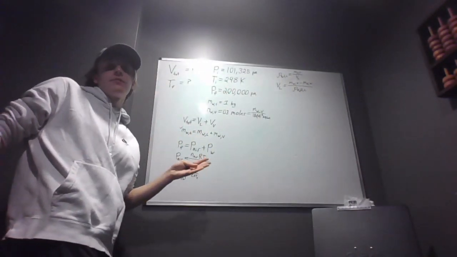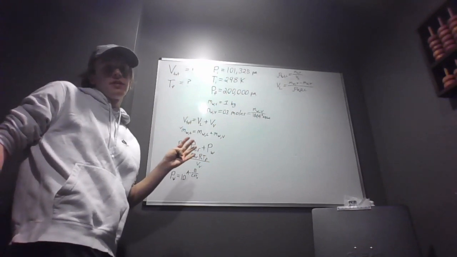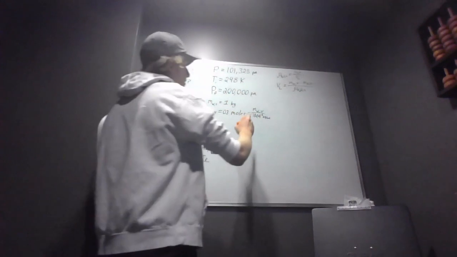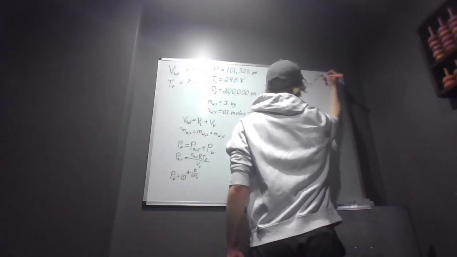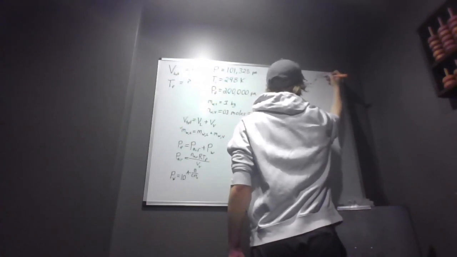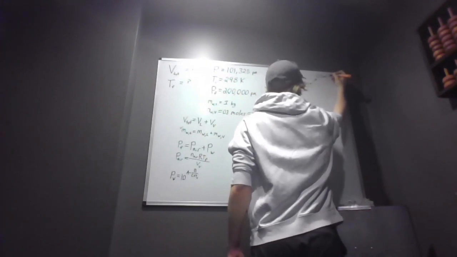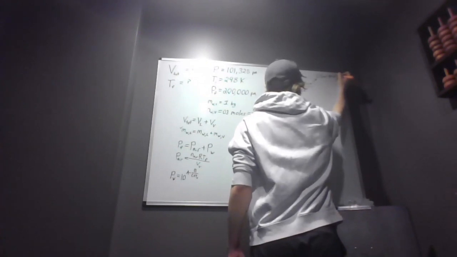And now we also know that the mass of the water in the vapor phase is equal to this from before. So it's equal to 0.3 moles times 18 times 10 to the negative third kilograms per mole.